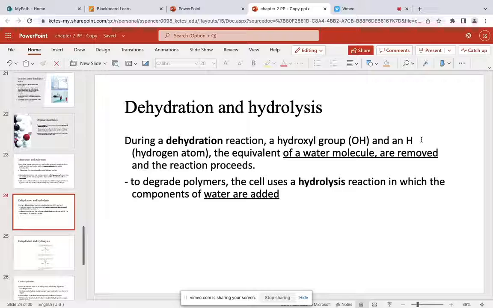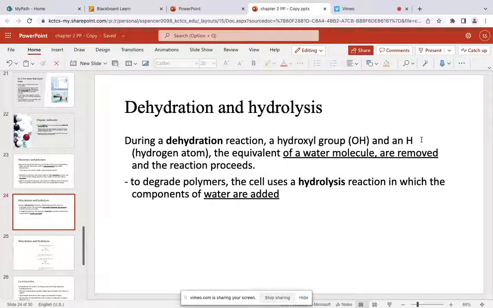So we talked about a monomer, but how does it become a polymer? Well, it's through something called a dehydration reaction. Whenever you hear the word dehydrated, what do you think about? If you said loss of water, or if you said hardly any water, then you're correct. And during a dehydration reaction, you lose something called a hydroxyl group and a hydrogen atom.